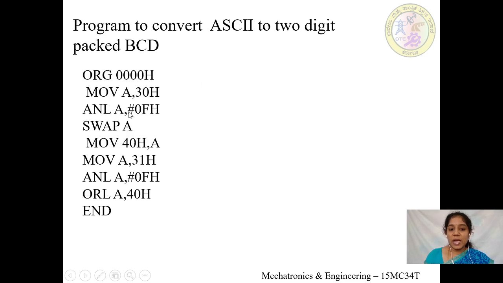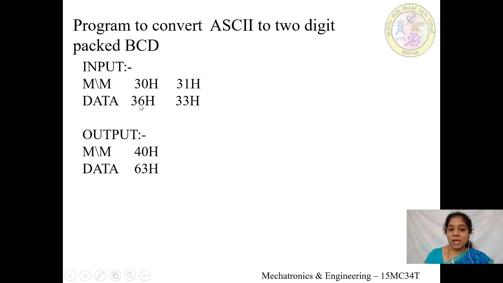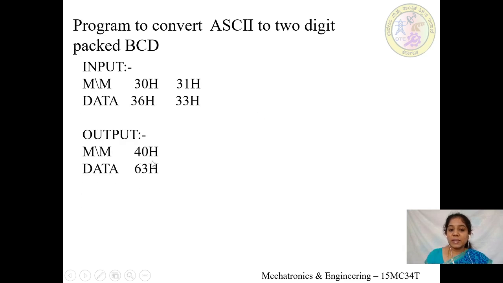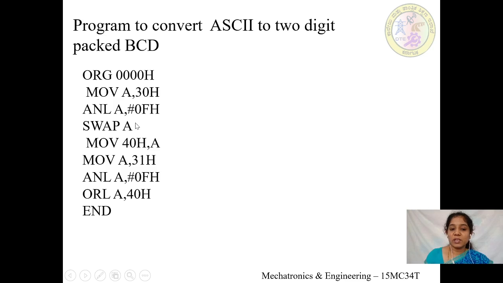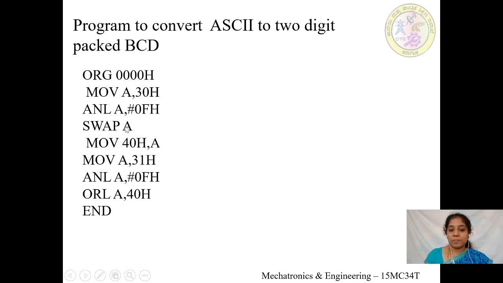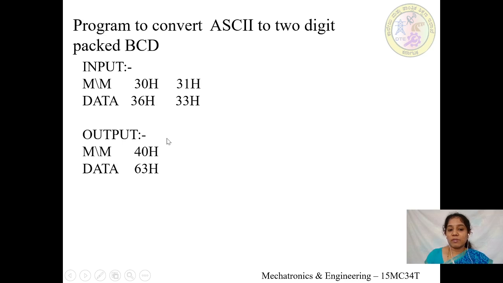So ANL A comma immediate 0fh. Then 3 will be masked and only 6 will be obtained. Then what will I do? I have to get 63, so I have to swap it. If you swap the contents of the accumulator, 06 will become 60. Then I will store that data in the 40h memory location.